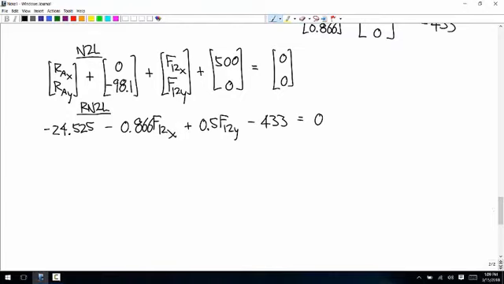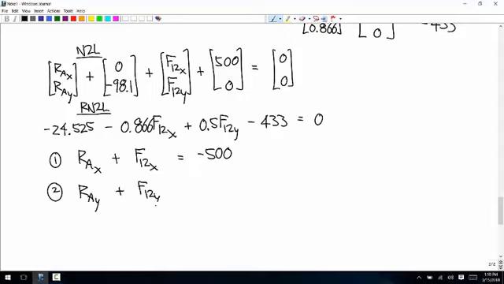Okay, so we did all that for these three equations. And like you pointed out, we have 4 variables and 3 equations. We can't solve anything yet. I'm just going to write out these 3 equations, and I'm going to put them in the form that we're going to use for reduced row echelon form. So 1 RAX plus 1 F12X is equal to negative 500. Second equation says RAY plus F12Y is equal to positive 98.1.